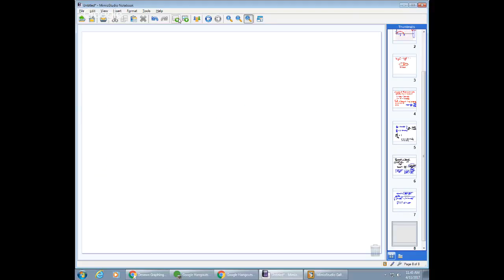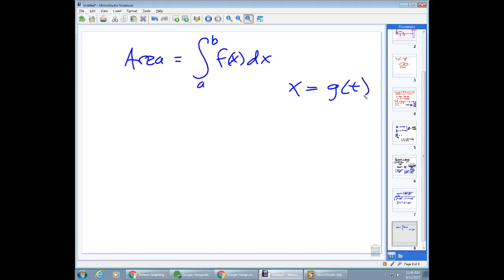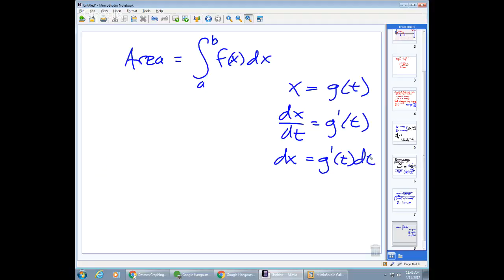Weird stuff does happen in areas though, because think about rectangular areas. To find the area, we would usually integrate from some number to some other number of f of x dx, right? But here we have a problem. Both x and y are functions of another variable. So dx/dt has to do with the chain rule, because x equals some other function of t. If you think about dx/dt, it's g prime of t. And the differential form of that, dx, is a wee bit more complicated: it's g prime of t dt. So we have that extra complication.